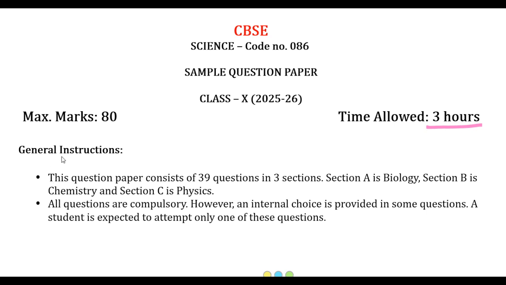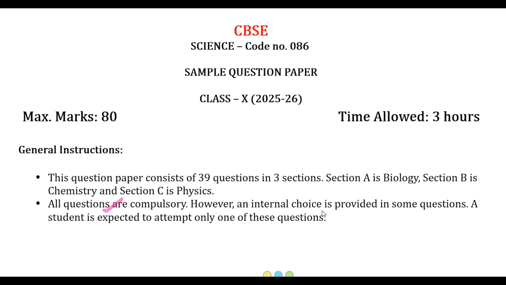The general instructions for solving this paper are: the question paper consists of 39 questions. So the total questions are 39, which are divided into three sections. Section A is Biology, Section B is Chemistry, and Section C is Physics. Then all questions are compulsory.